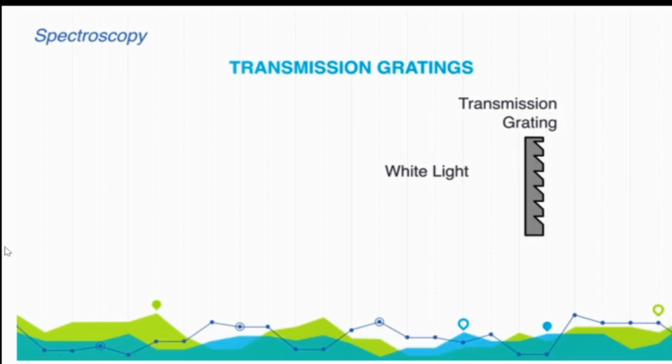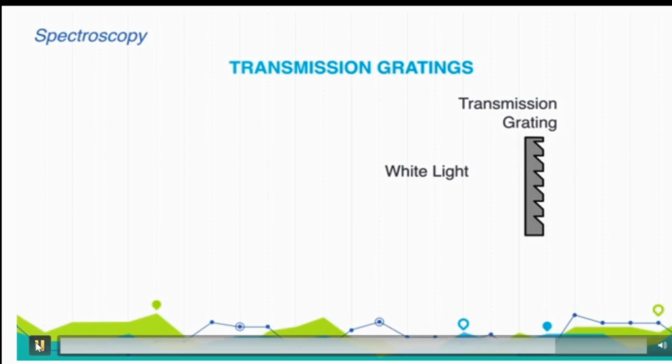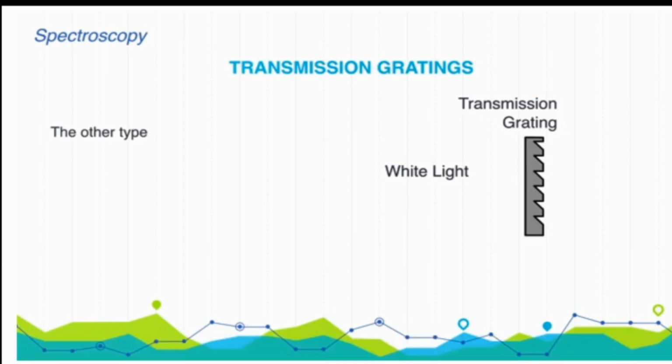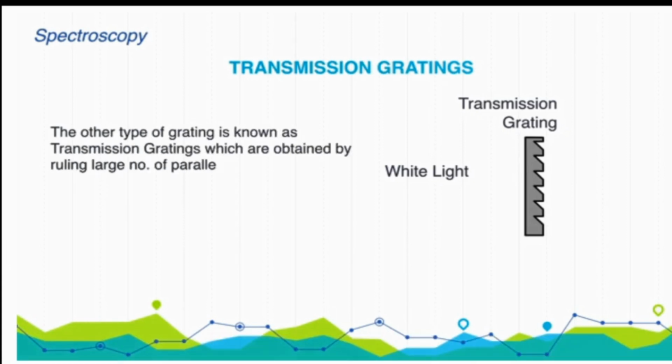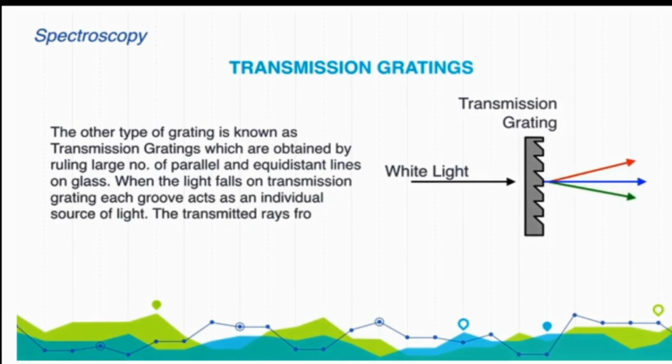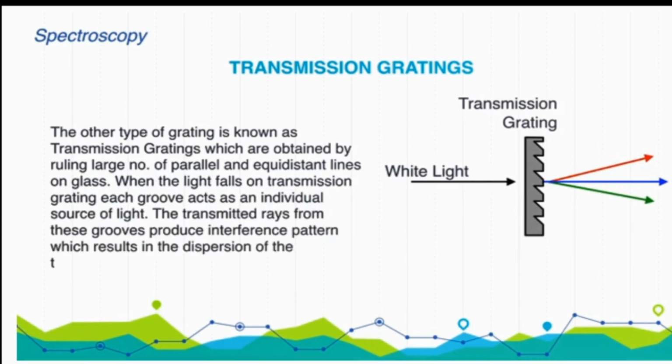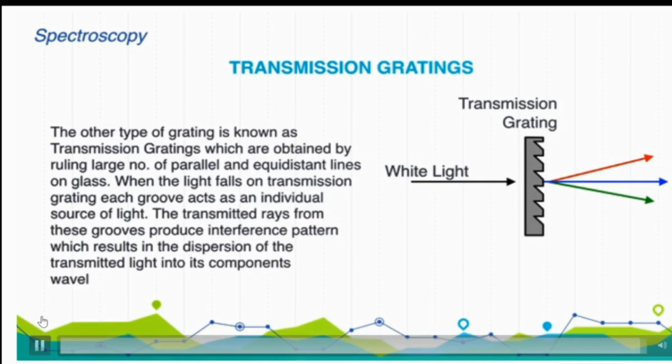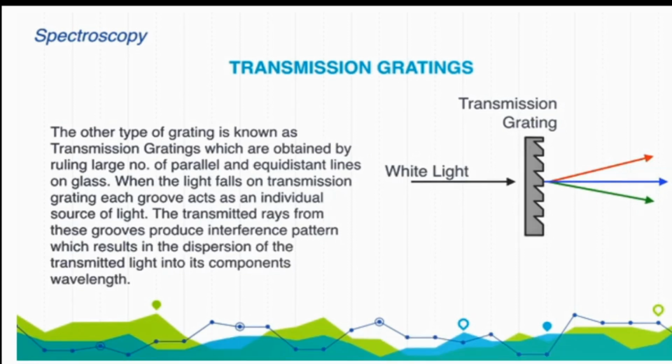That's about transmission grating. Another type of grating is known as transmission grating, which are obtained by rolling large number of parallel and equidistant lines on glass. When the light falls on transmission gratings, each groove acts as an individual source of light. The transmitted rays from the grooves produce interference pattern, which results in the dispersion of the transmitted light into its component wavelength. That's about grating type and prism type monochromators.